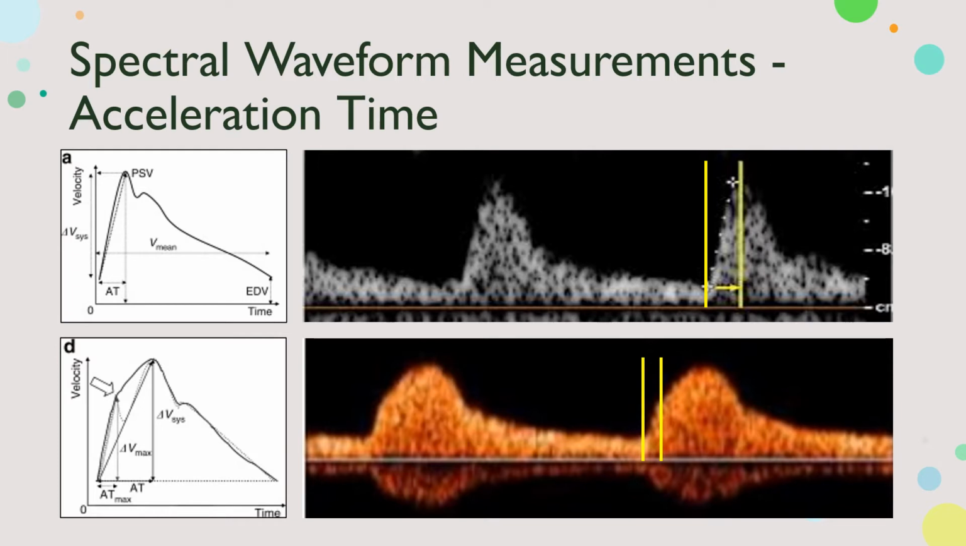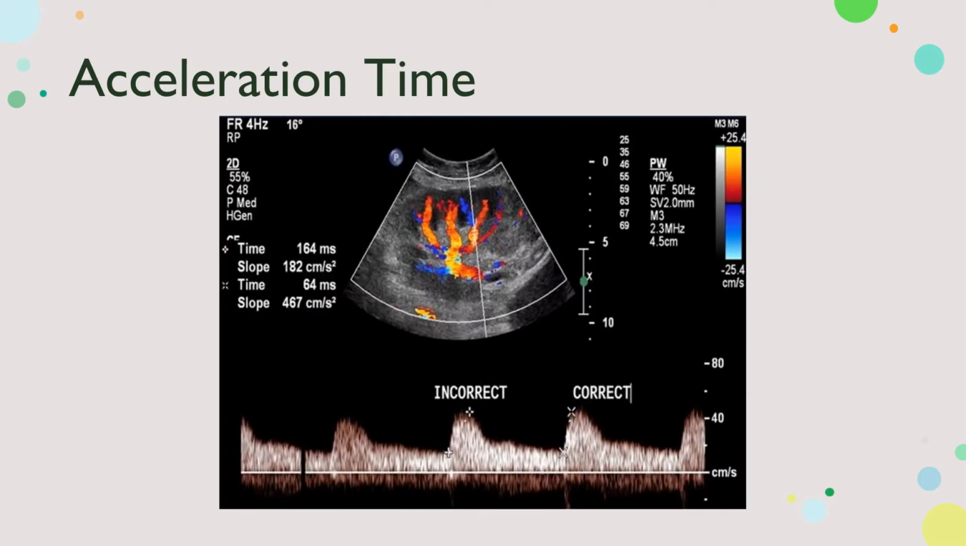That would be abnormal. That would be tardus parvus. However, there is a clear demarcation, that early systolic peak complex is visible, and that is where we measure our acceleration time. And here's just another example.